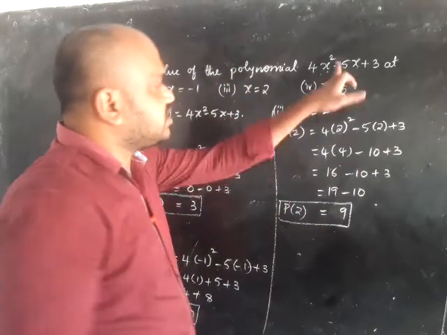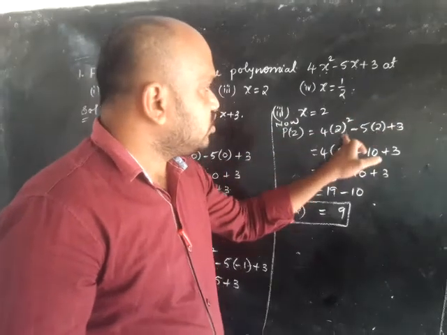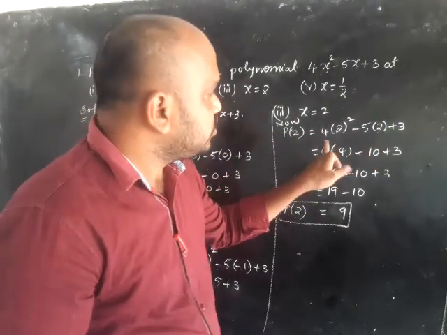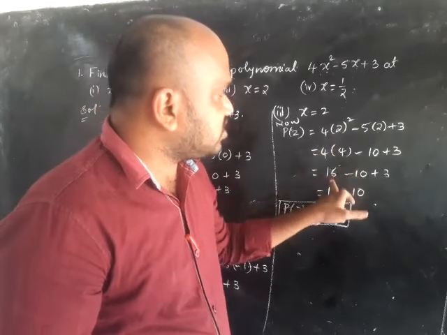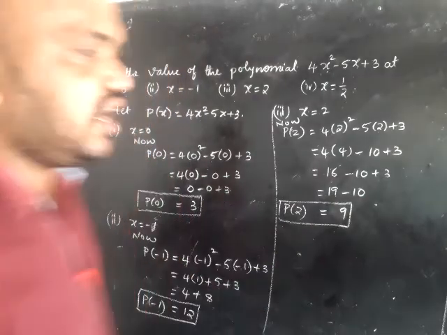So in place of x replace with 2. 2² is 4, 2 twos are 4. So 2² is nothing but 2 into 2. So 4 fours are 16, 5 twos are 10, add 16 plus 3 is 19, 19 minus 10 is 9.